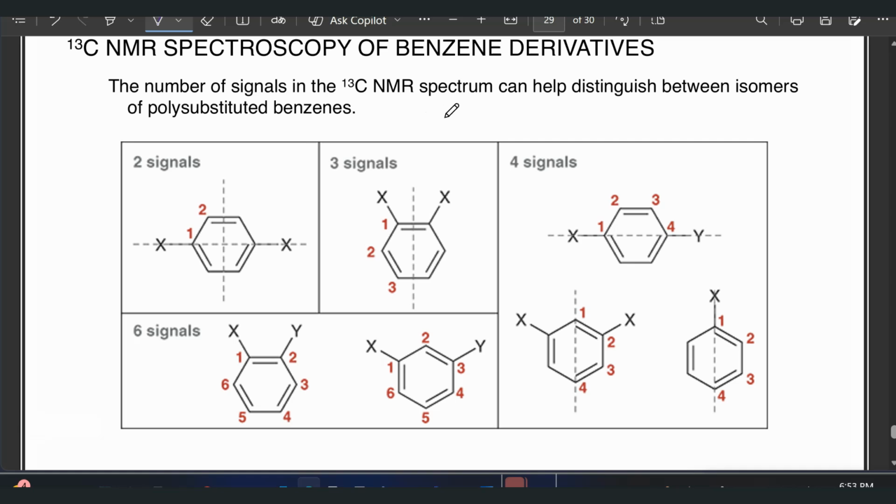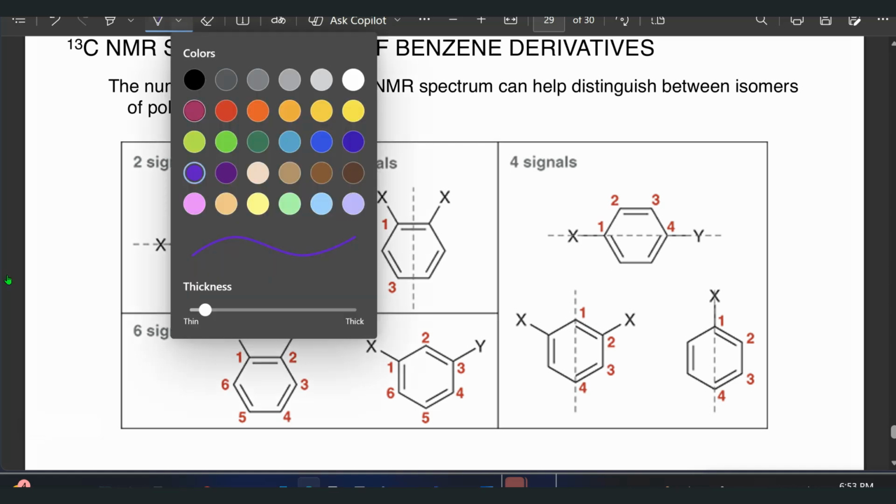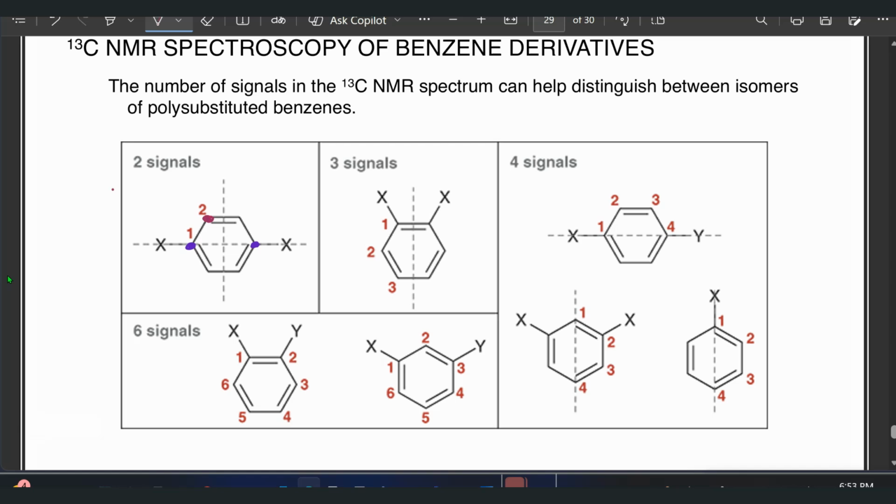This is carbon NMR. I thought it was proton. It's carbon. Okay, if it's carbon, then I know that this and these are the same. And then these are the same. We expect 2 signals because our substituents are the same.